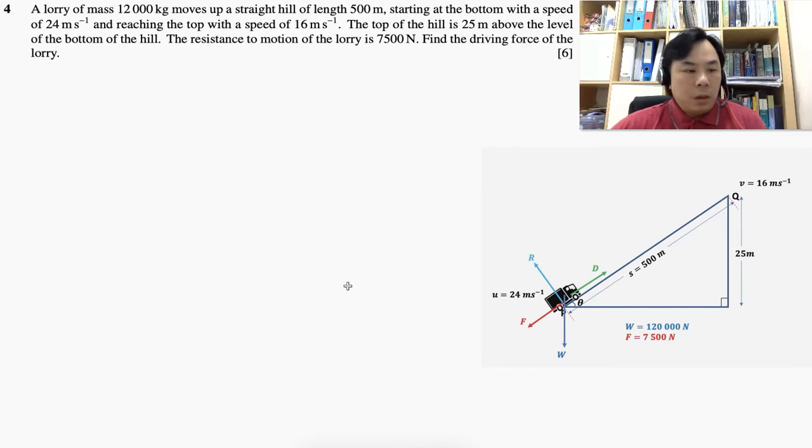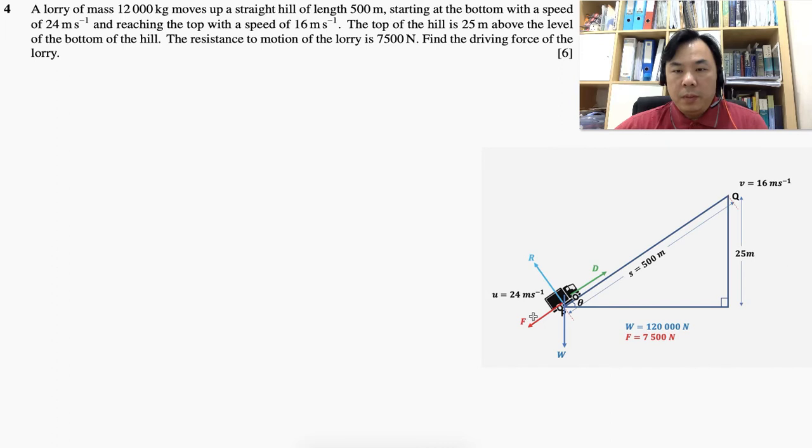All right, let's take a look at question 4 here. We have a lorry of mass 12,000 kg moving up a straight hill of length 500 meters according to the diagram here, starting at the bottom with a speed of 24 meters per second and reaching the top with a speed of 60 meters per second. Now the top of the hill is 25 meters above the level of the bottom of the hill itself, as labeled here also.